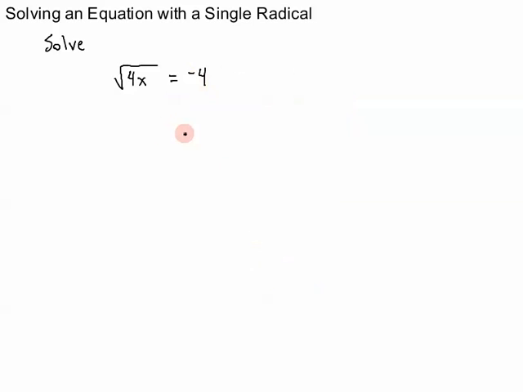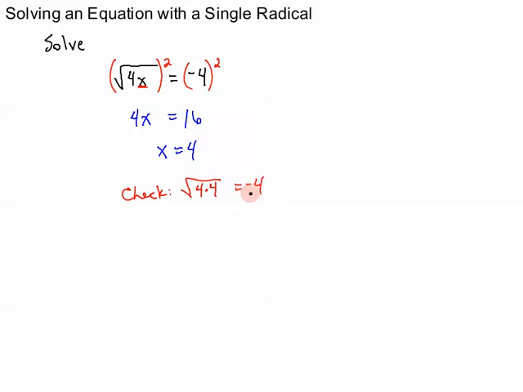In this example, the radical is already isolated, so you could square both sides. And when you square the square root, you just get 4x. And when you square negative 4, you get positive 16. Divide by 4 and you get x equals 4. Now this was an even square root, so we need to check our answer. So I've got the square root of 4 times x, which is 4, equals negative 4. So I have the square root of 16 equals negative 4. Well, the square root of 16 is positive 4, so this is not true. So I go back, 4 is not a solution, and the answer to this equation is there is no solution.